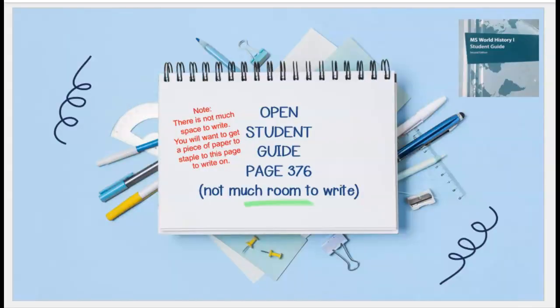Open your student guide to page 376. Again, there's not much room to write, so you're going to want to get a piece of paper, and then you can staple it or tape it to this page so you have it in the right position.